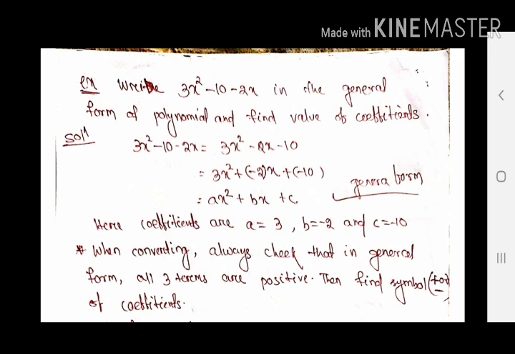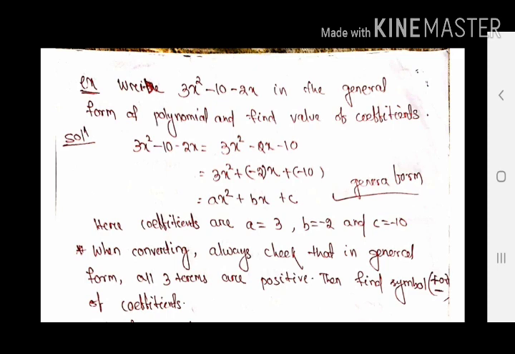So we will do one example. Write 3x square minus 10 minus 2x in the general form of a polynomial. You may pause the video and try. It is 3x square minus 10 minus 2x. The polynomial is always written in decreasing order of exponent. So it is 3x square minus 2x minus 10. And again ax square, bx, c, all are positive, so we will write 3x square plus (minus 2)x plus (minus 10). So it is in the form of, now you can check, x square plus bx plus c.